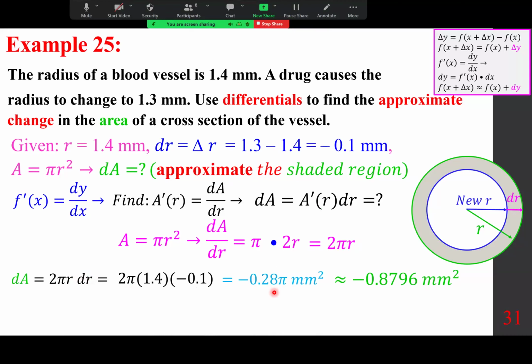And we're done. However, what would be the exact change in the area? What would be the shaded region? Well, the area of the small one, which means pi r squared, 1.3 squared, minus the area of the larger circle, that means pi r squared, 1.4 squared. Their difference is the exact answer. And as you can see, these two are pretty close.